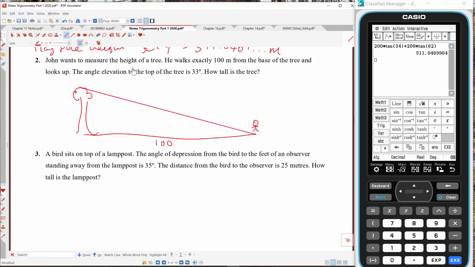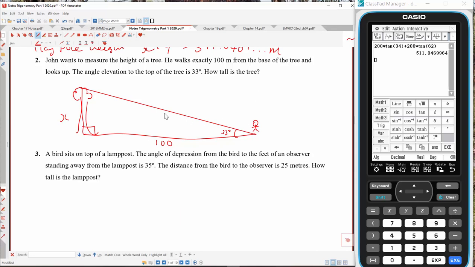That's better. Right, and looks up at an angle of 33 degrees. Now, how do I know that his height's not included? Because it doesn't include it in the question itself. Okay, so the angle of elevation, so how tall is the tree? That's going to be x, that's going to be this measurement here.